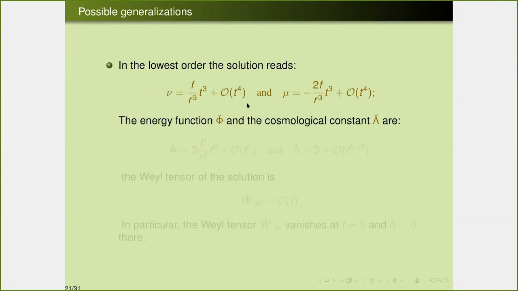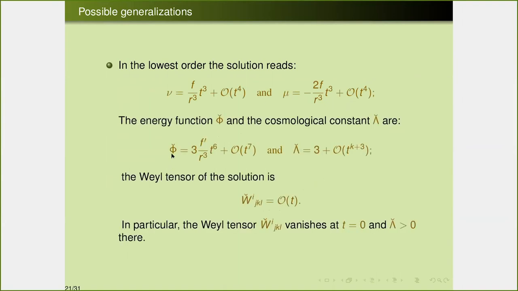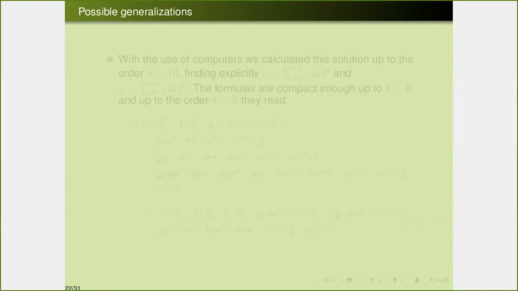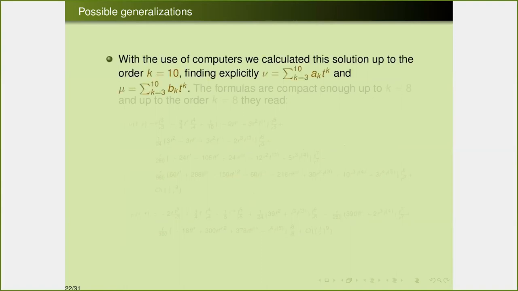In the lowest order, the solution looks like this. The energy function in this lower order looks like this. So that's the energy of this spherical wave, and lambda is simply constant. And the Weyl tensor is non-zero, but at the t equals zero surface, it is zero. So everything is as I wanted. So I somehow found a solution of the Einstein equations. As I say, the solution is determined, so I can go as far as I can.